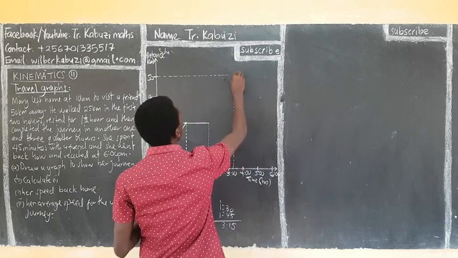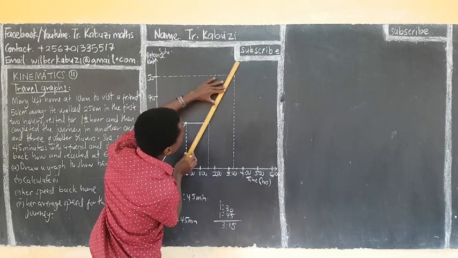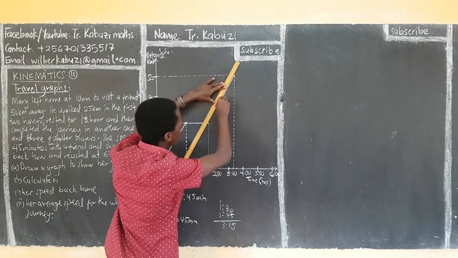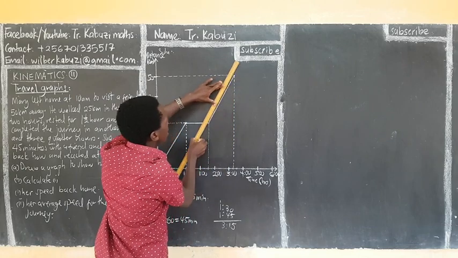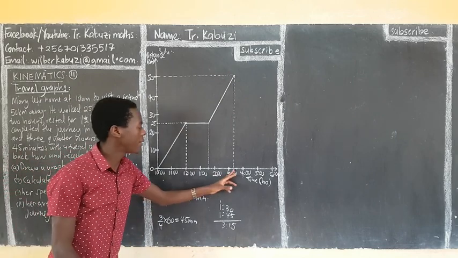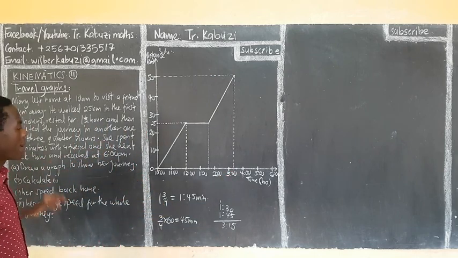So here. Now, I also join from that point to here, I join those two. So that's her journey now. Then they are telling us that, so that's it. This is 3:15. Then they are telling us that she spent there 45 minutes.